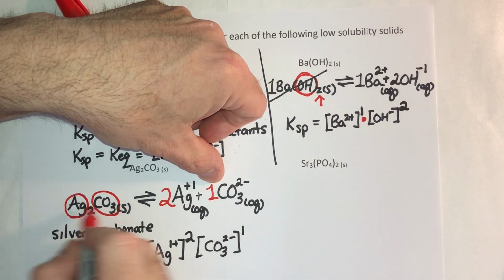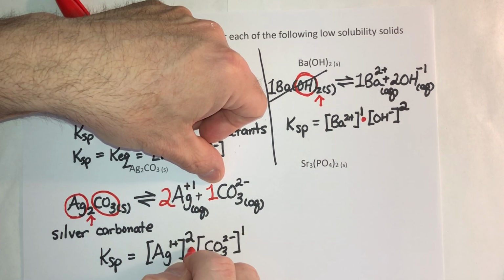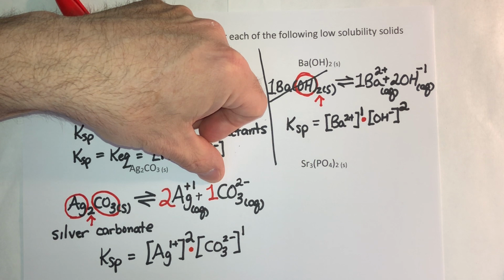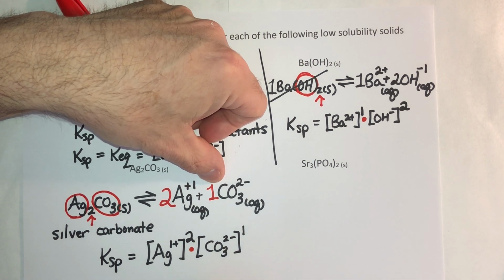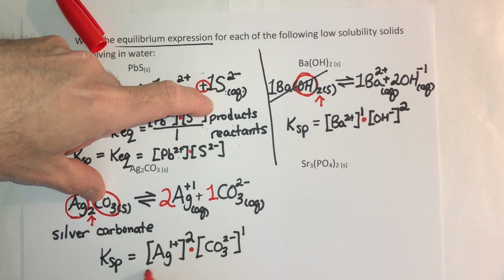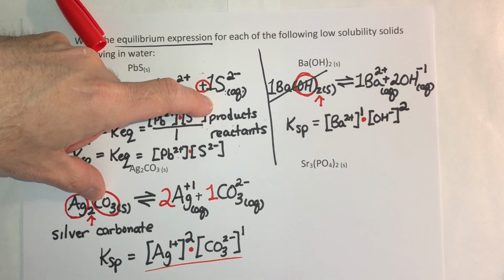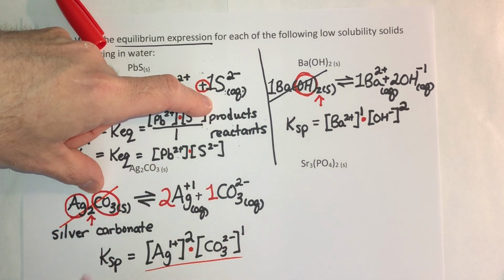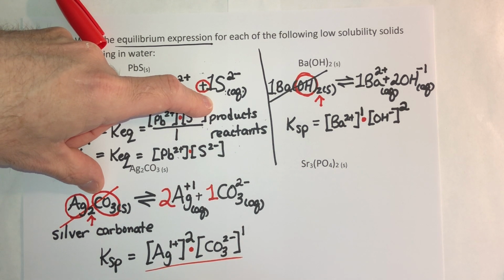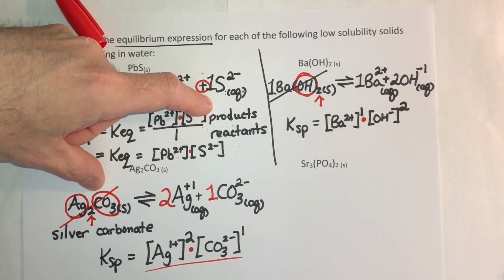These were added in the equilibrium, so they are multiplied in the expression. The denominator should be my reactant, right? I should have something over the denominator, but my reactant is a solid, so it gets left out. And if it gets left out, it becomes just a 1, and we can ignore it, right? The KSPs are quite easy to write once you've got the equation.